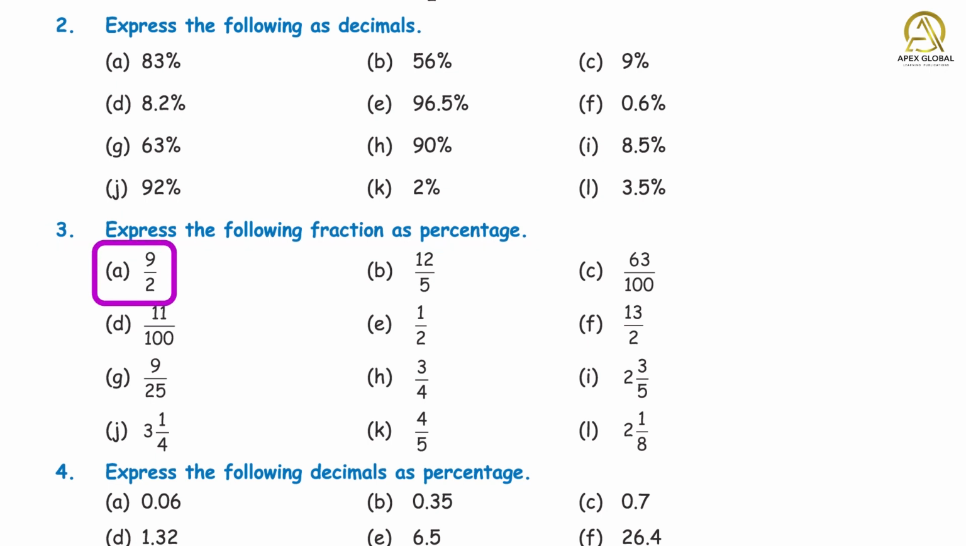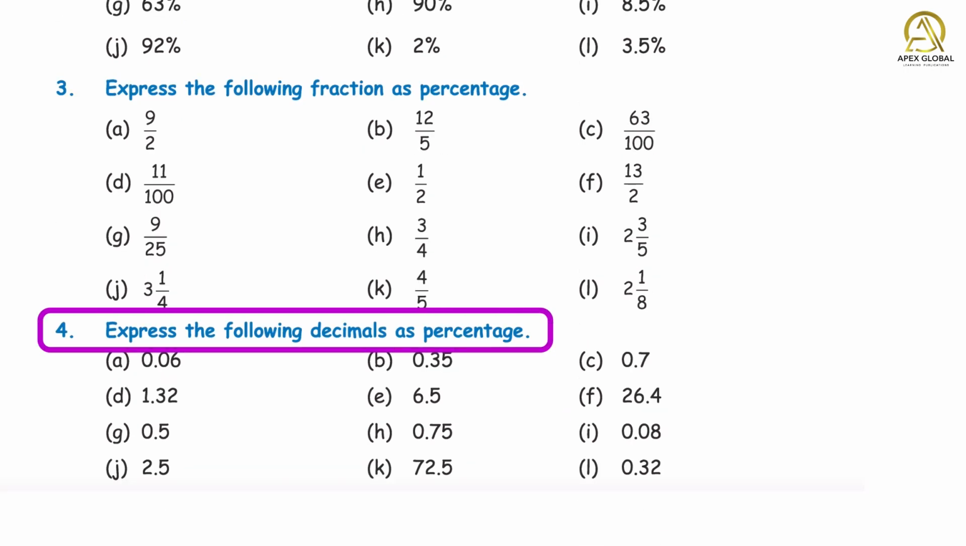A 9 upon 50, 18%. B 12 upon 5, 240%. C 63 upon 100, 63%. D 11 upon 100, 11%. E 1 upon 2, 50%. F 13 upon 2, 650%. G 9 upon 25, 36%. H 3 upon 4, 75%. I 3 upon 5, 60%. J 3 1 upon 4, 325%. K 4 upon 5, 80%. L 2 1 upon 8, 212.5%.